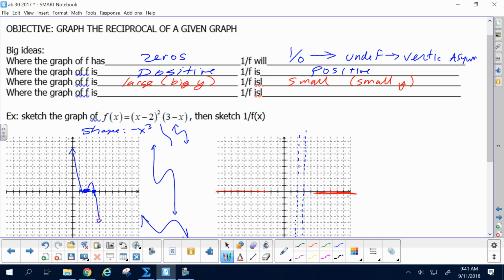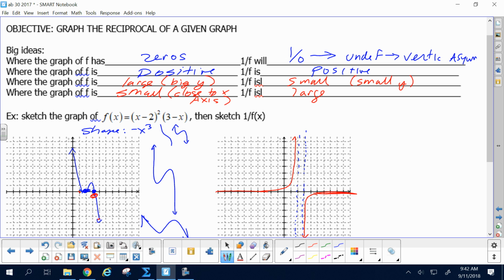Last but not least, the other idea: where the graph of f is small, which is to say small y's are close to the axis, 1 over f is large, far from the axis. So as this gets small, small, small, this y, for example, is 1/10, maybe, somewhere. The reciprocal then would be 10. So as we get smaller and smaller here, the reciprocal will get larger and larger. And right here, as this gets small, small, small negatives, the reciprocal will get large, large, large negatives.